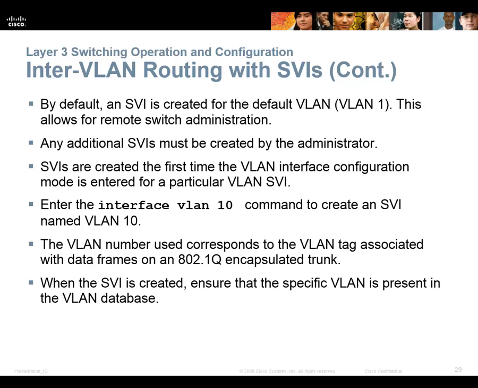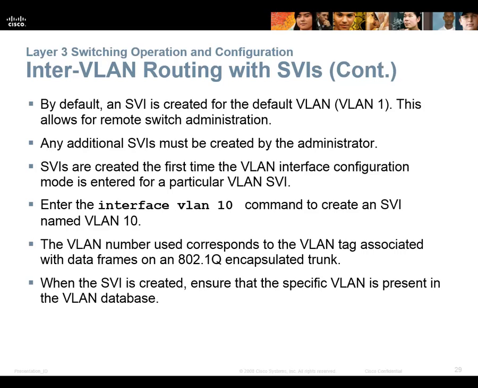So by default, a switch virtual interface is created on VLAN 1, the default VLAN. This allows for remote switch administration. Any additional SVIs must be created by the admin. They are created the first time the VLAN interface is entered on a particular VLAN's interface. Enter the interface VLAN 10 command, for example, to create a switch virtual interface named VLAN 10.